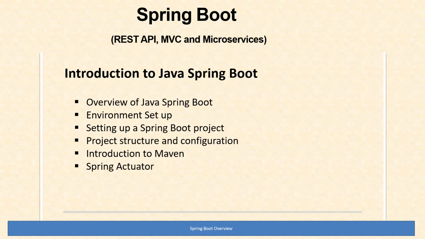And we also see the details of the project structure and configuration details, what is called pom.xml. Since we use Maven as the build tool, the project management tool, we will understand some details of Maven. And we also understand Spring Actuator and what is the use of it and how we can monitor the health of our application with Spring Actuator. So these details will be part of the introduction.